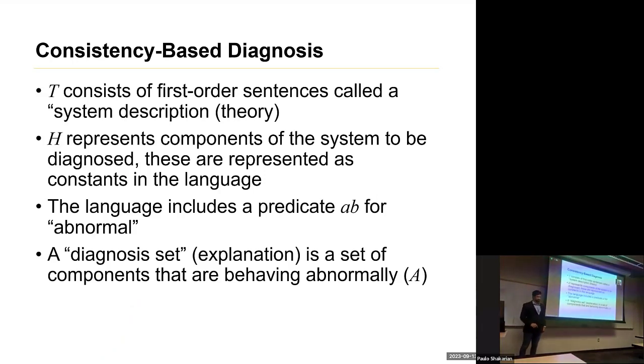So consistency-based diagnosis is a little bit different approach. And here you have a theory that in this line of work has been called a system description. And H represents components of the system. And I'm going to express this using logic by introducing a special predicate called ab for abnormal. And a diagnosis set, or an explanation here, is a set of components, a subset of H, that are behaving abnormally.